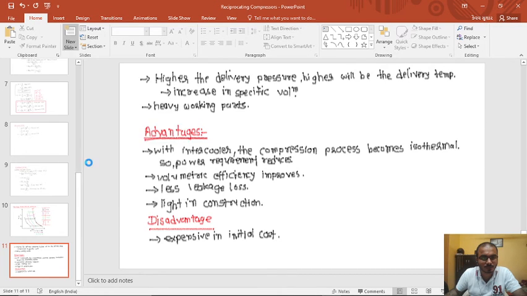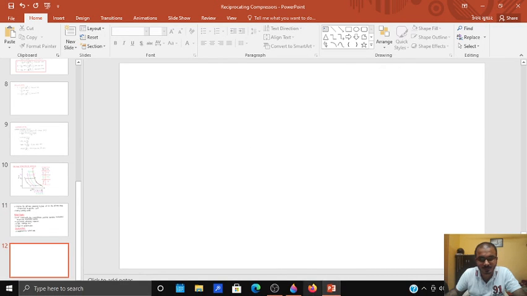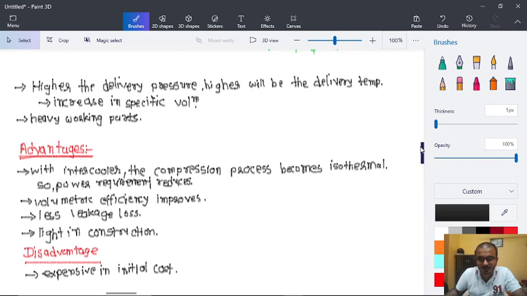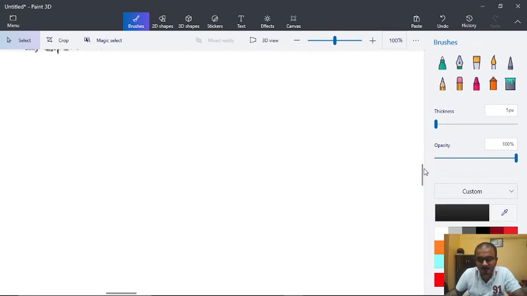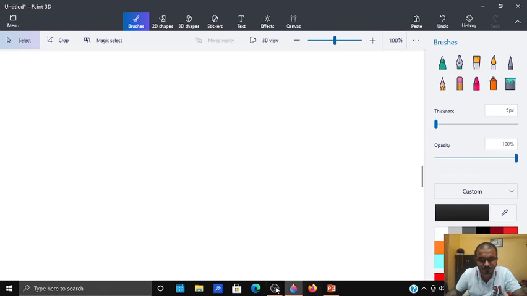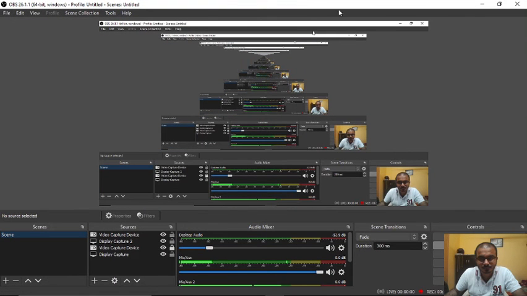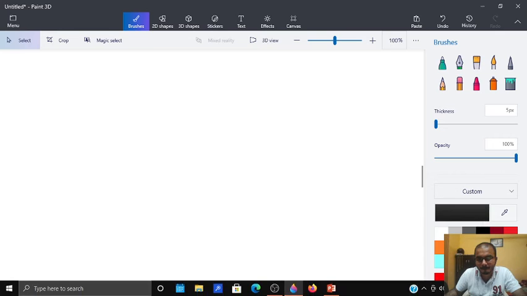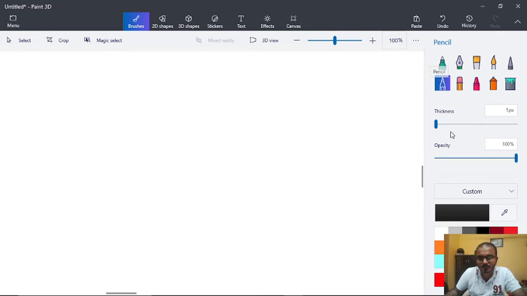Now we will continue with this same topic with a detailed discussion. Our next topic is the two-stage reciprocating air compressor.